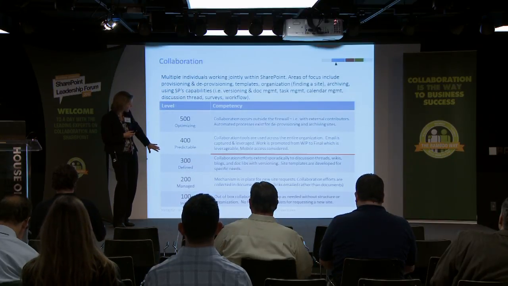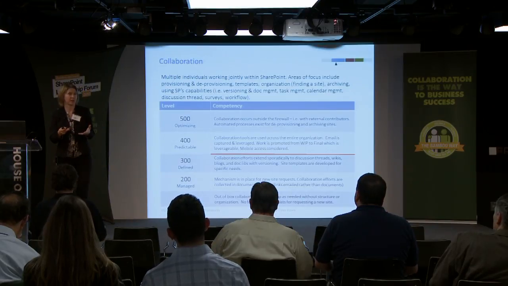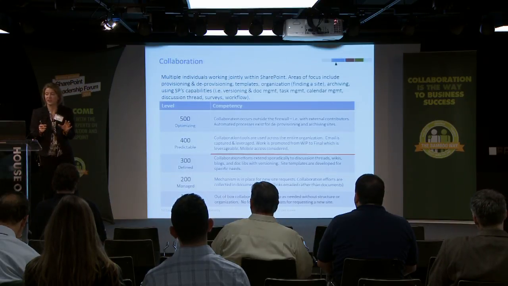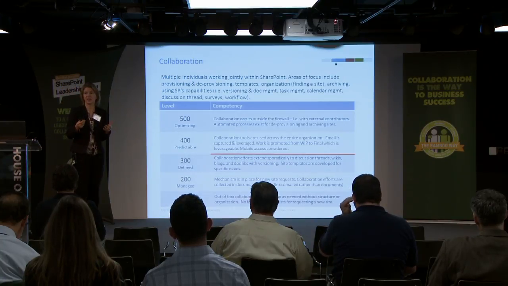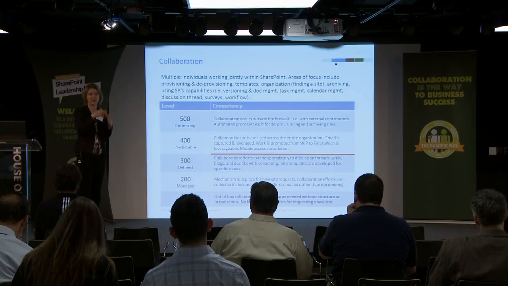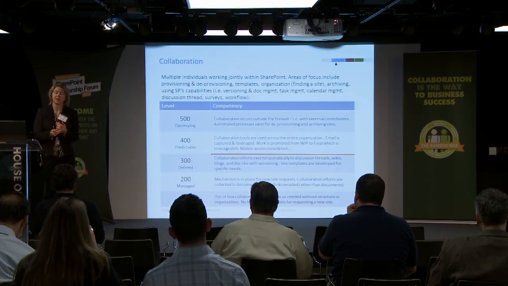At the 100 level, you're just doing basic out-of-box collaboration. That default team site that gets created when you spin up a new site, that's what you're using. You haven't made any customizations. There's no process for requesting this new site. If somebody needs it, either they have the power to do it themselves, or they can pick up the phone and call IT and somebody will spin that up for them. But there's no process for creating those.